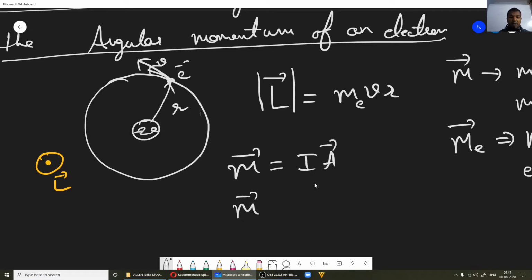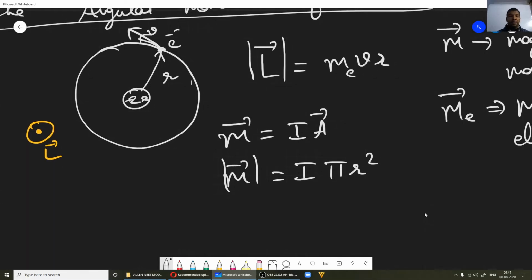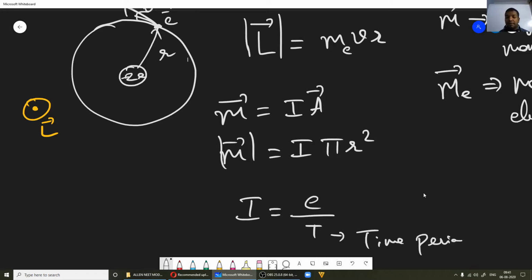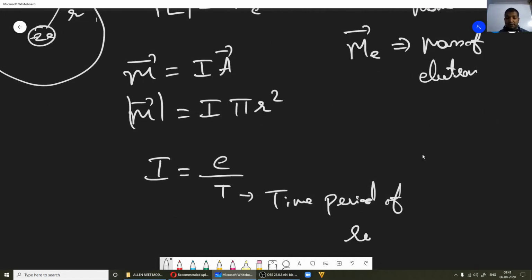Now what is the area here? Let us take magnitude wise. So the magnitude is I into A, where A is pi r squared, and r is the distance between the nucleus and the electron. Next we have to find I. As you all know, we write it as e divided by T, where T is the time period of revolution, the time taken for one complete revolution.